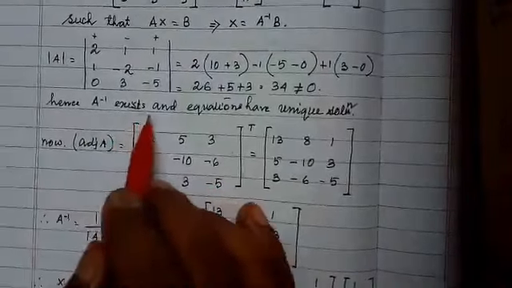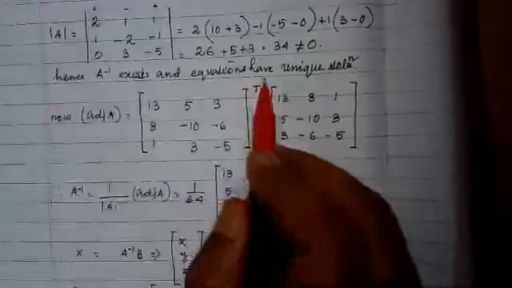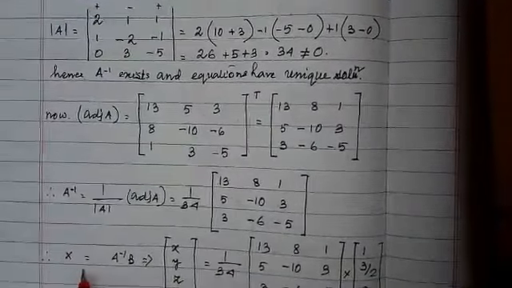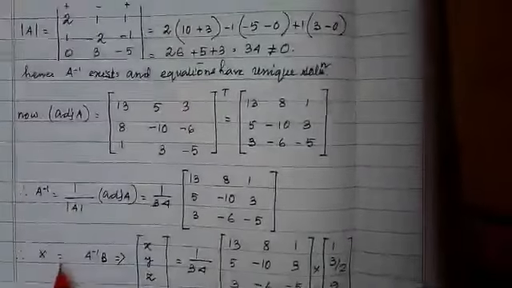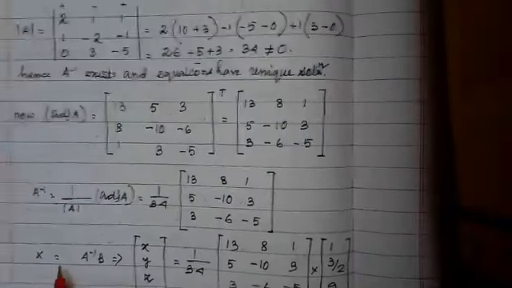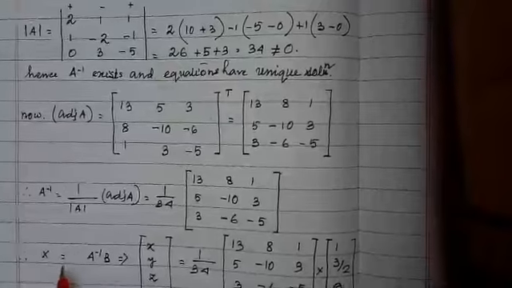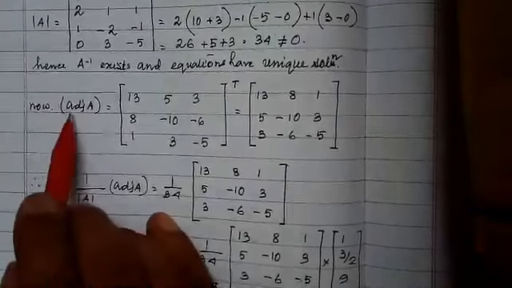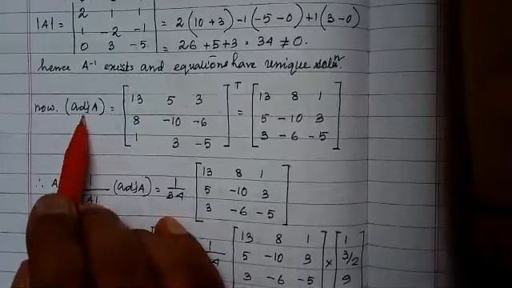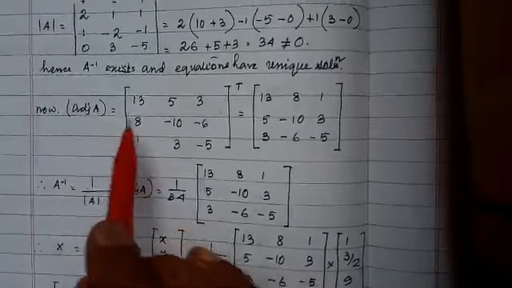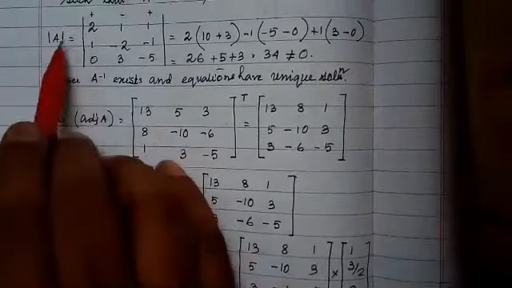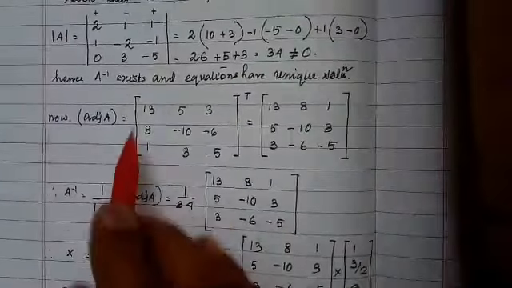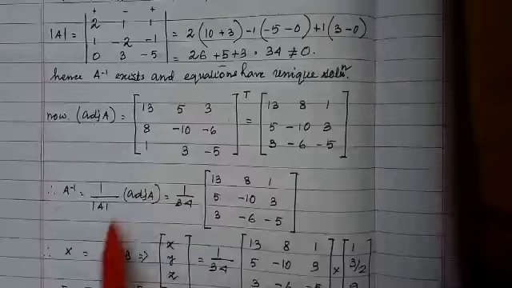Hence A inverse exists and the equations have a unique solution. Now we have to determine A inverse. How to find A inverse? A inverse means adjoint A by determinant A. So first we have to determine adjoint A. To determine adjoint A, we have to substitute every element of matrix A by its cofactor. So we have to calculate the cofactors.